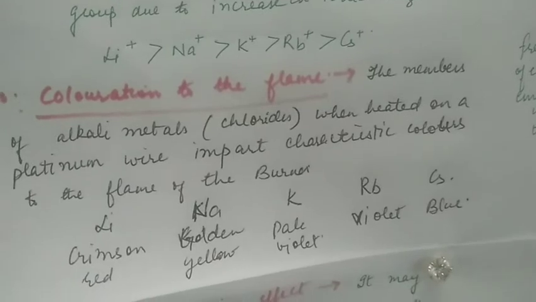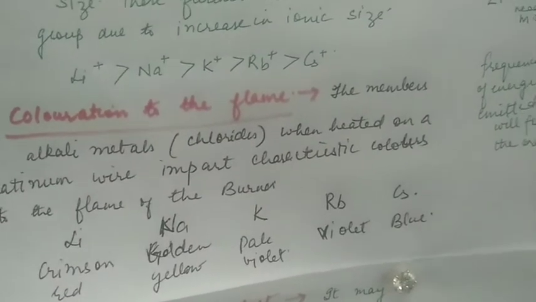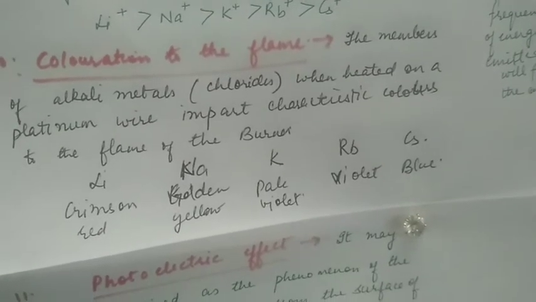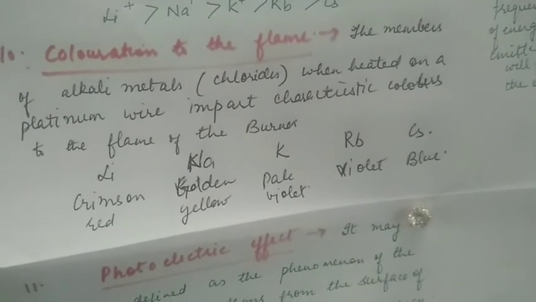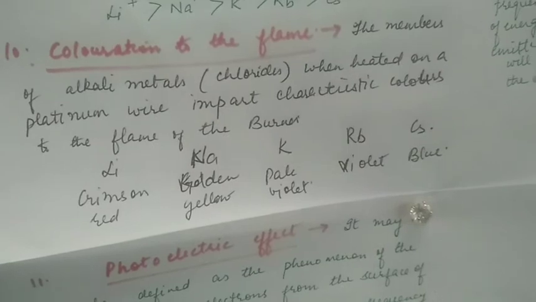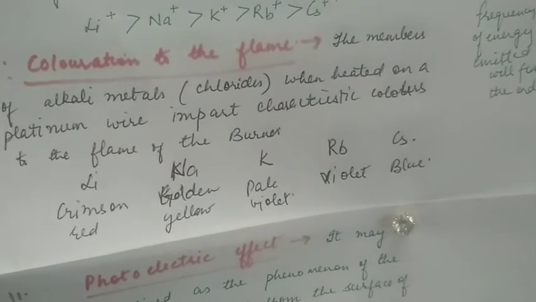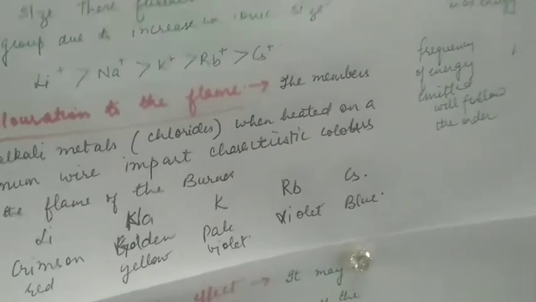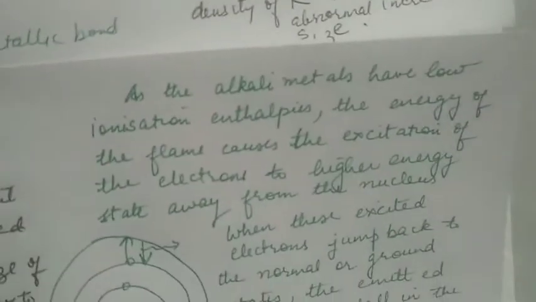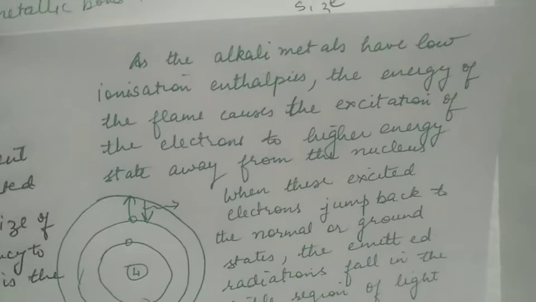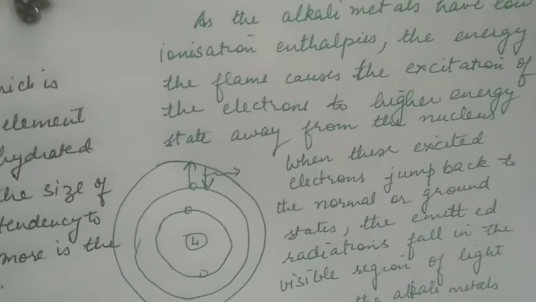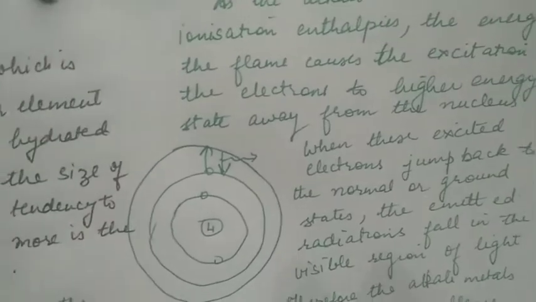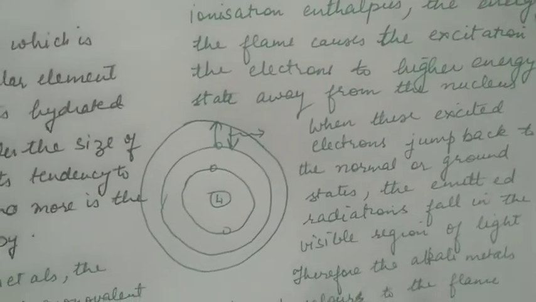The members of alkali metals when heated in a platinum wire impart characteristic color to the flame of the burner. For example, lithium gives crimson red color to flame, sodium golden yellow, potassium pale violet, rubidium violet, and cesium blue color. As the alkali metals have low ionization enthalpy, the energy of flame causes the excitation of electrons to higher energy state away from the nucleus.